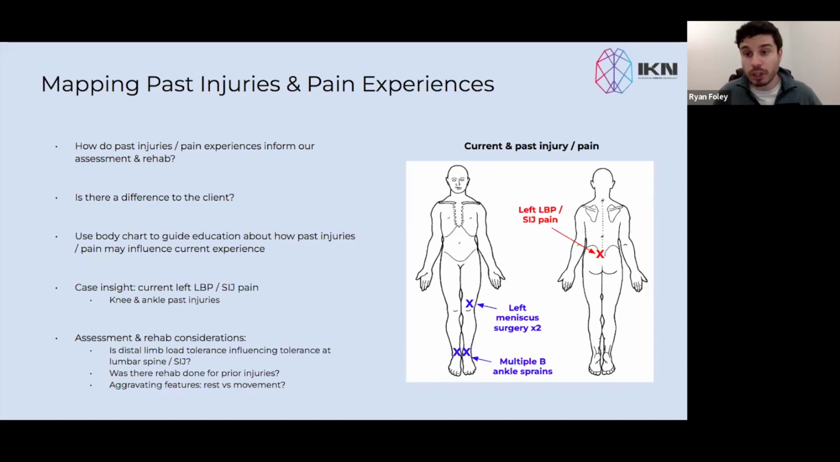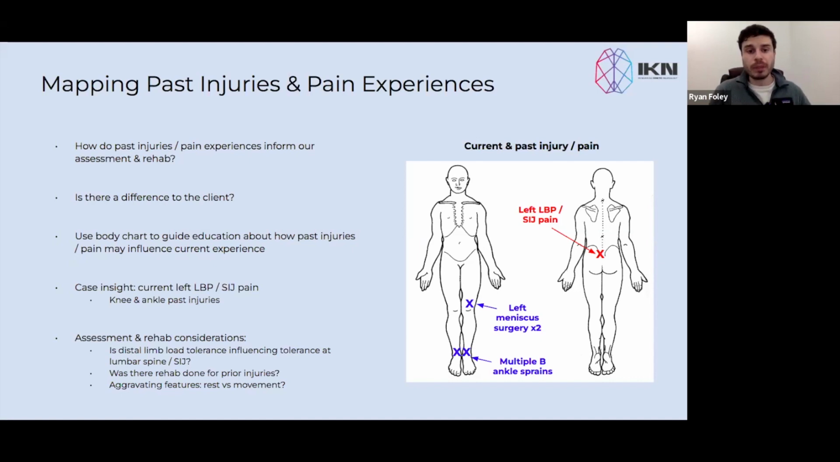So I like to use this body chart to guide the education about how past injuries and pain may influence their current experience. Of course, this is more of a spatial representation, but I think it is helpful to clients who may not connect the dots between previous injuries and their current pain experience from a temporal standpoint, meaning the time at which they were experienced. But when you look at things spatially on a body chart, at the limb and the previous injuries relative to their current pain experience, sometimes it can make a bit more sense for clients. But of course, in reality, you're likely going to use both.